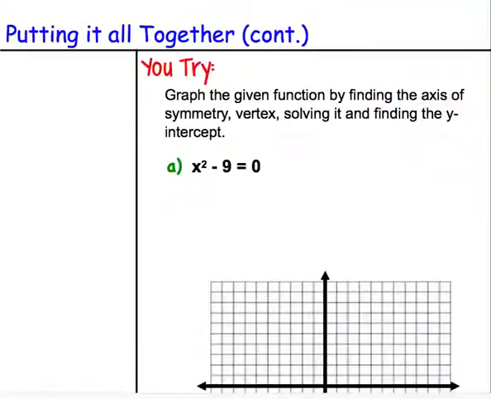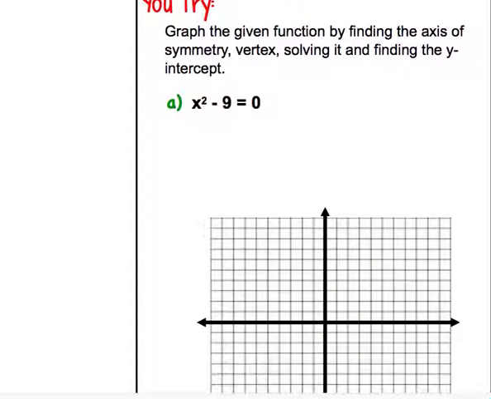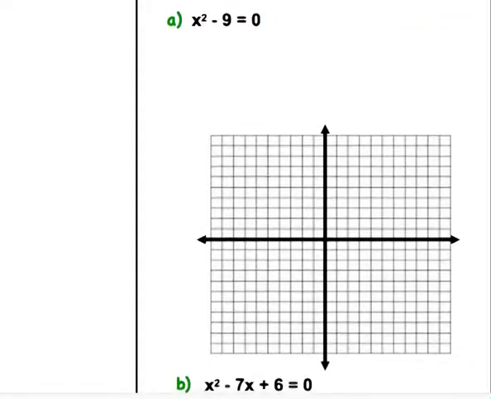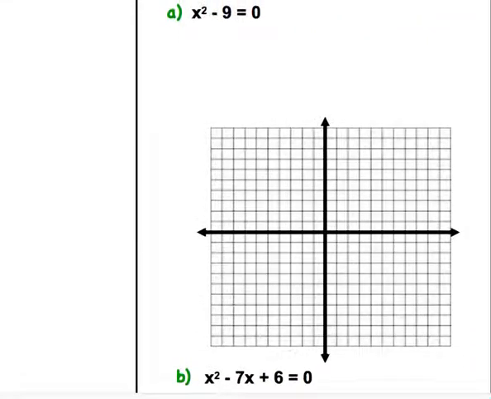And what you need to do is complete these two, x squared minus 9 equals 0, and x squared plus 7x plus 6 equals 0, and get them graphed and bring them to class with you tomorrow.